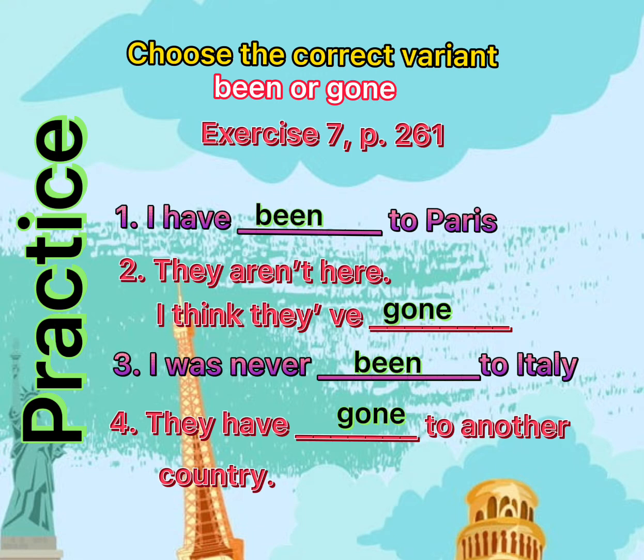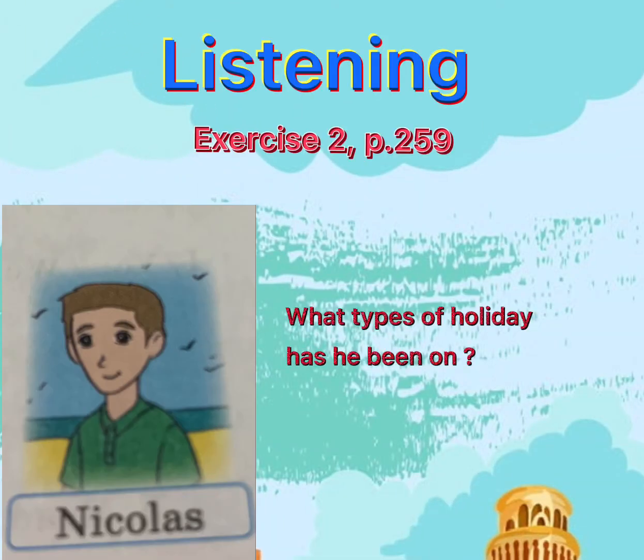Children, you have practiced the verbs been and gone, the third forms of irregular verbs. I hope that you understand when to use them. Listening. Exercise 2 on page 259. Listen to Nicholas and Kelly and tell us what type of holidays they have been on or they haven't been on.